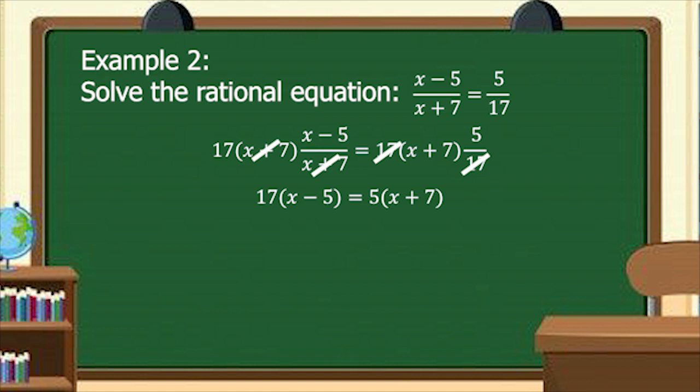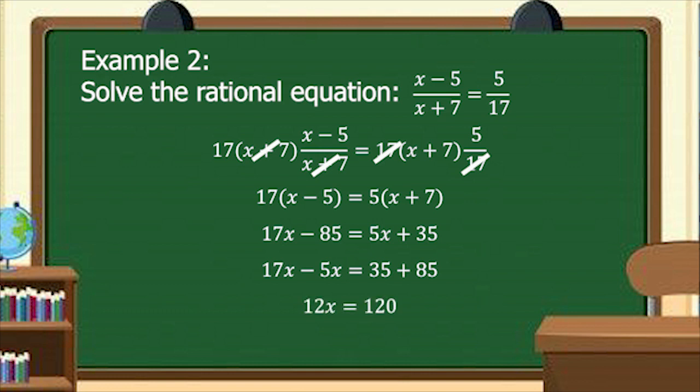Applying the distributive property, 17 times x is 17x, and 17 times negative 5 is negative 85. Then, 5 times x is 5x, and 5 times positive 7 is positive 35. We will subtract 5x and add 85 to both sides of the equation. We now have 17x minus 5x equals 35 plus 85. 17x minus 5x is 12x, and 35 plus 85 is 120.